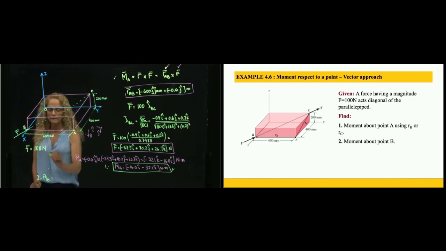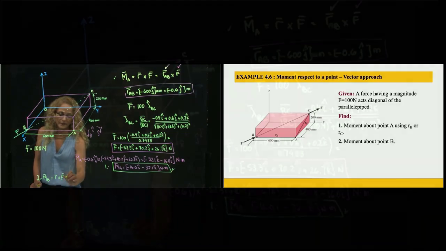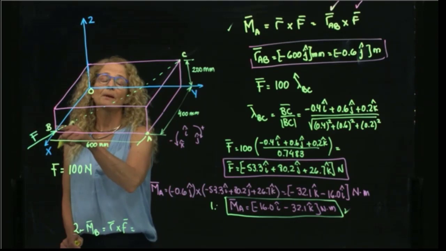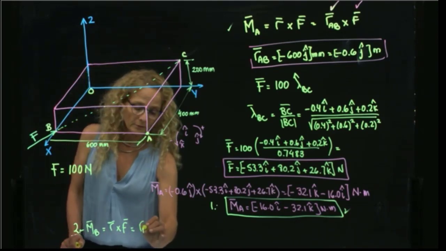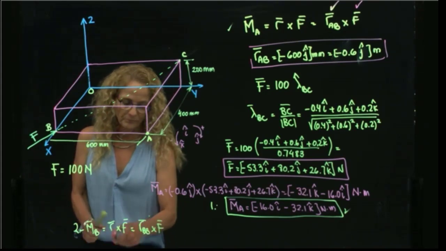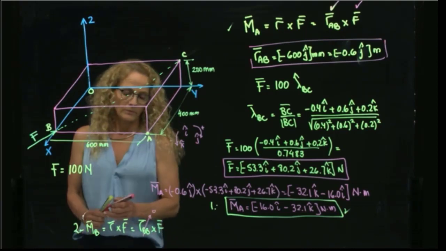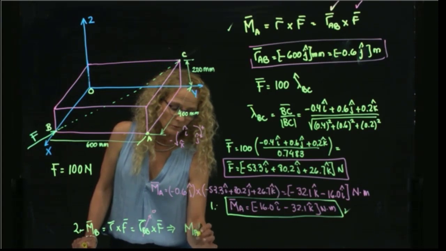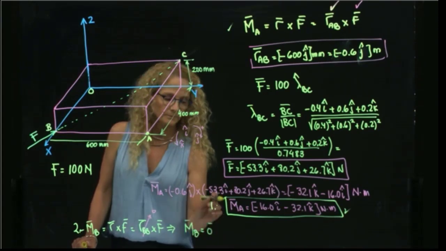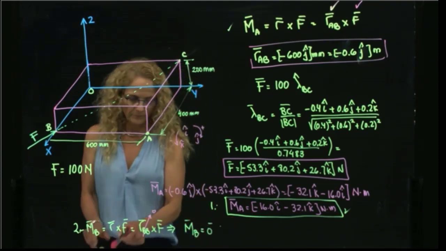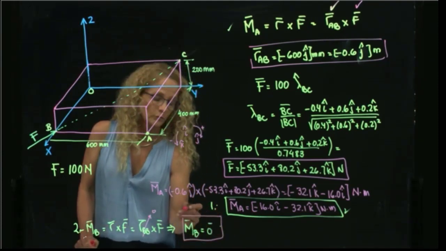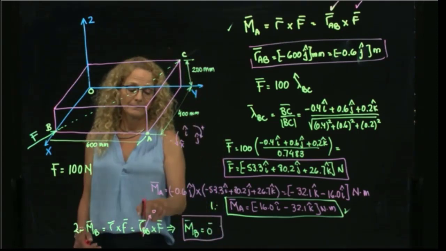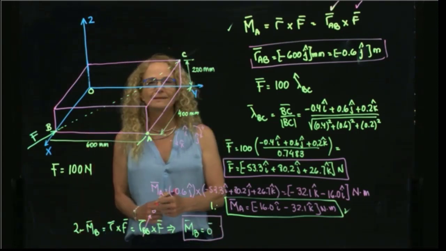The moment with respect to B will be the distance times the force. But as you see, the force is applied at B, so the distance from B to B is equal to 0. Therefore, the moment with respect to B is equal to 0. Anytime we don't have any distance, we have no moment. And this is the solution of this problem.